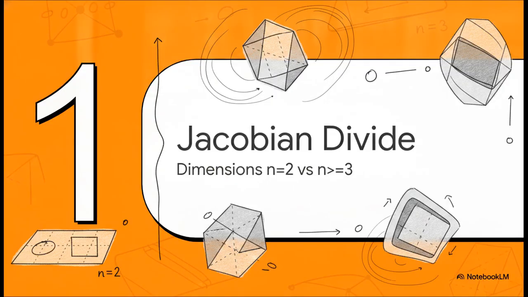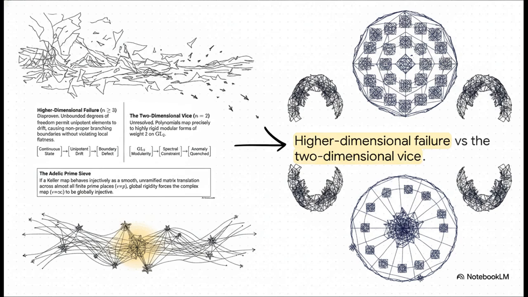All right, part 1, the Jacobian conjecture divide. Now, our entire premise here relies on what I like to call a mathematical crime scene. If you look at dimensions 3 and higher, which are represented over on the left, we have this thing called unipotent drift. It's a situation where unbounded degrees of freedom actually allow mathematical defects to drift freely right to the boundaries. And that's exactly how a counterexample was found for 3D.